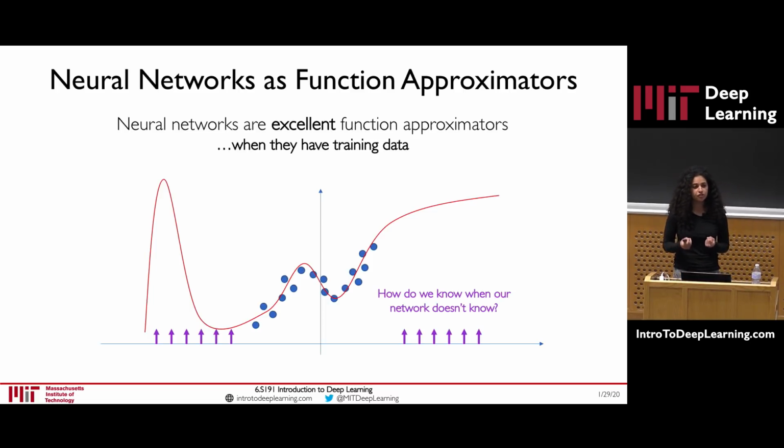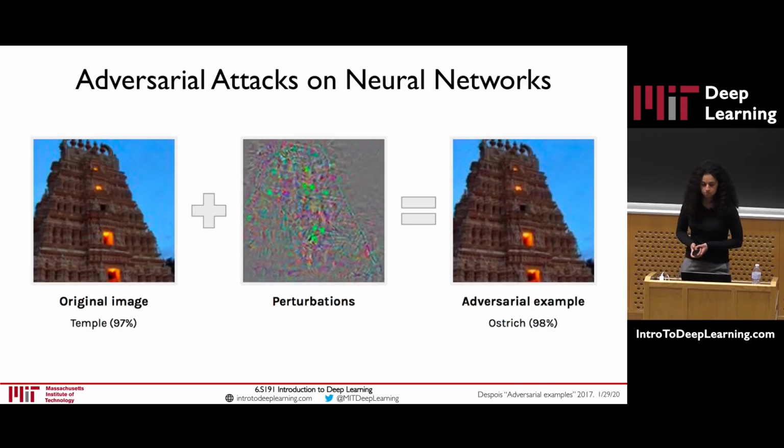And this raises the questions of what happens when we look at these places where the model has insufficient or no training data? And how can we, as implementers and users of deep learning and deep neural nets, have a sense of when we know that the model doesn't know, when it's not confident, when it's uncertain in making a prediction? And I think this notion leads very nicely into this other idea of adversarial attacks on neural nets.